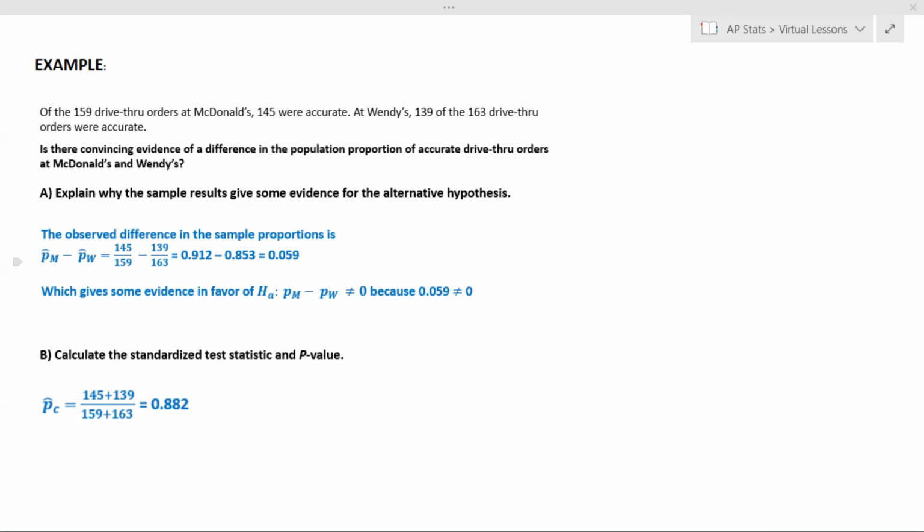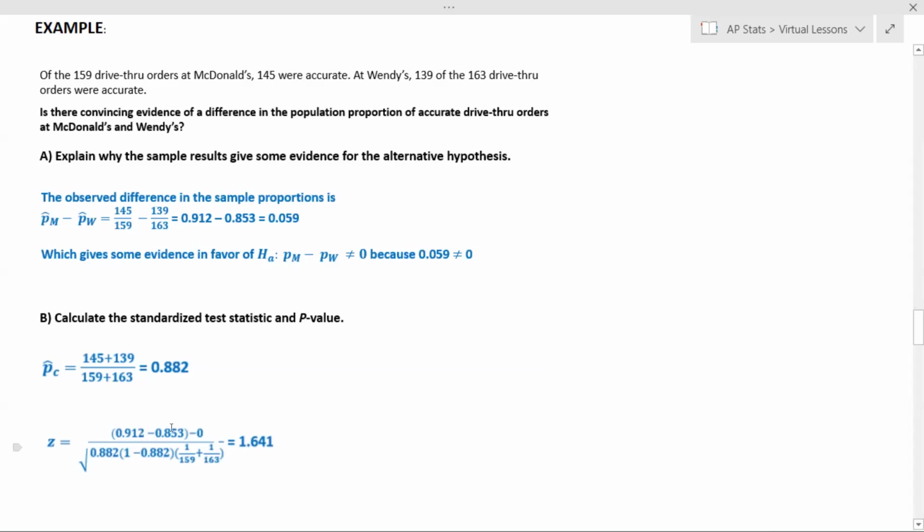Then from that, we're going to calculate the value of z. So z equals the difference in proportions minus zero, remember, because we're assuming that there is no difference in proportions, divided by the square root of, or the standard error of the statistic, and you get 1.641. Okay, so from that, we can calculate the p-value.